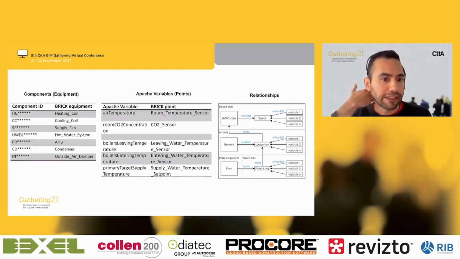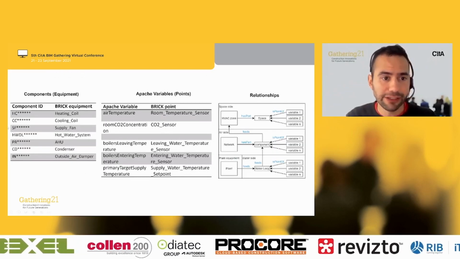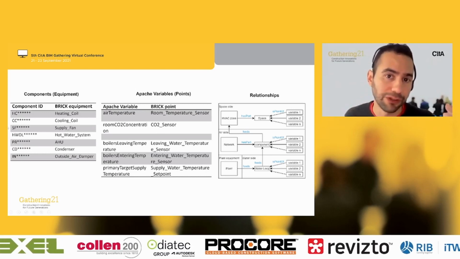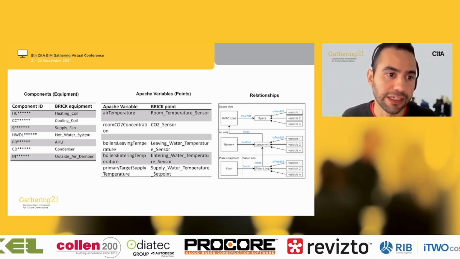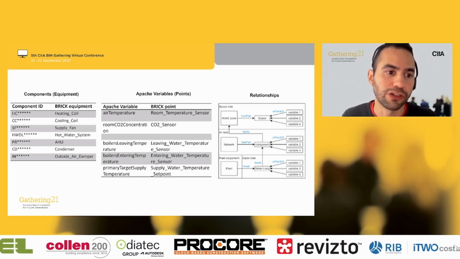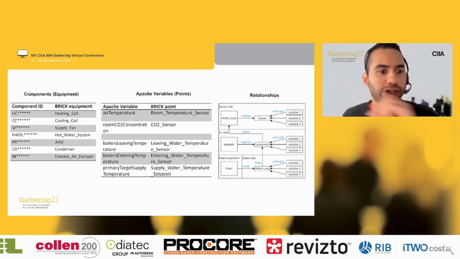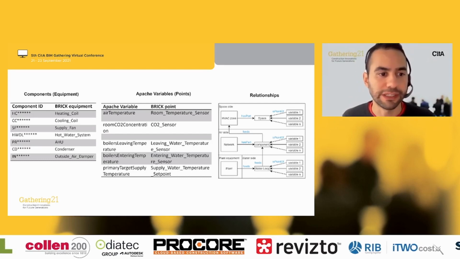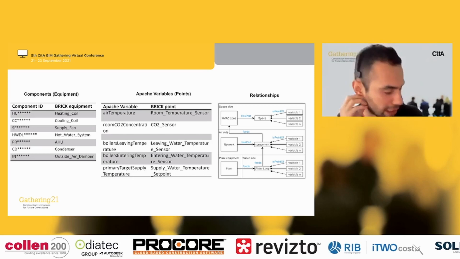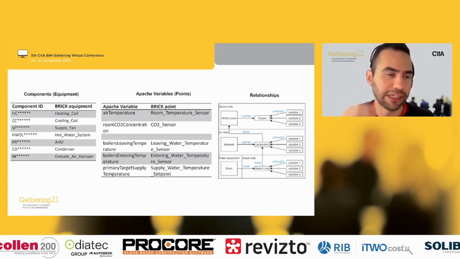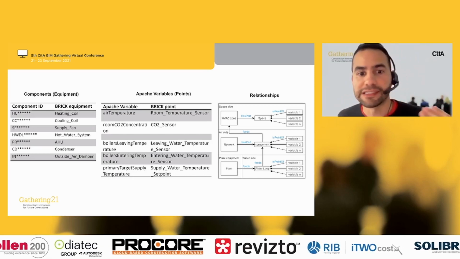So the work done basically consists of having a knowledge of how the VE identifies the components. They are called components internally, and we know that heating coil will be HC and then a number of digits, cooling coil will be CC, and so on. So what we did was a mapping between the brick equipment terms and the component ID, the VE terms. We did the same with the points.